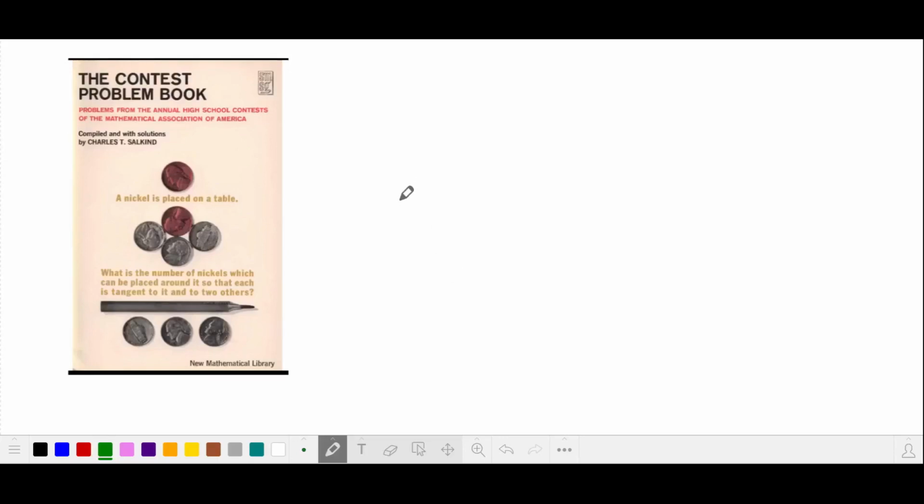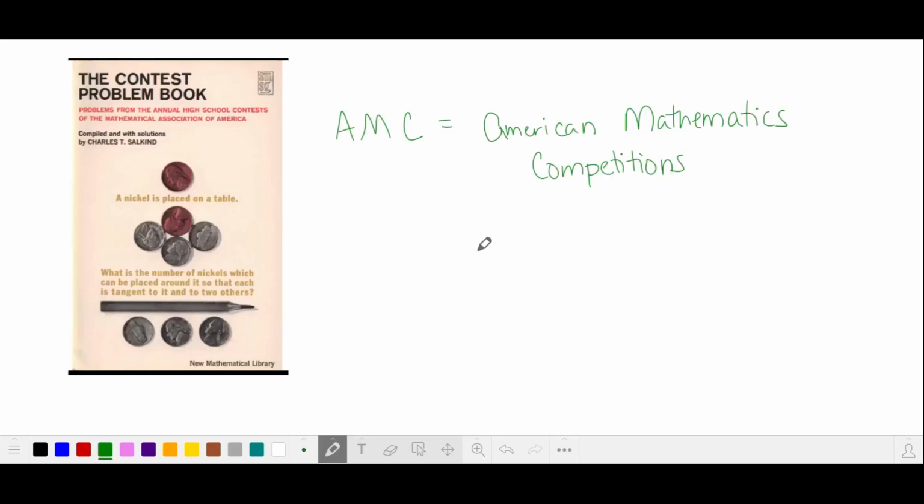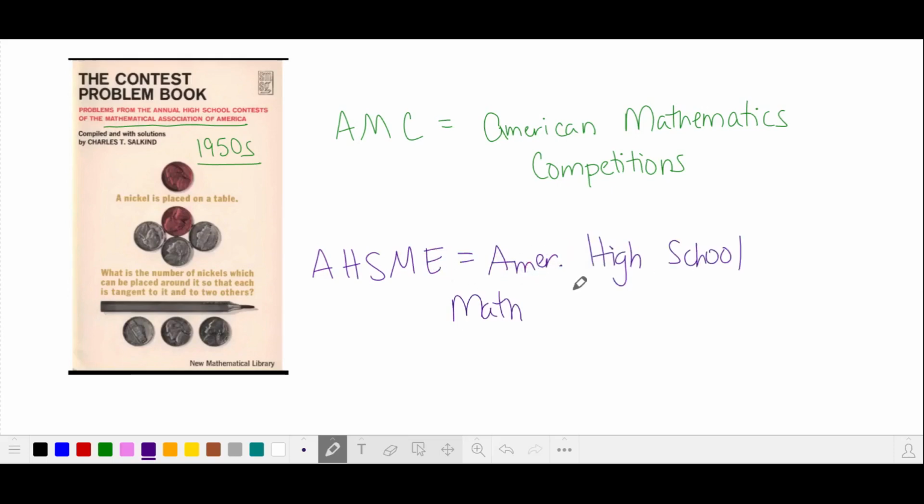I've been looking at problems from the oldest AMCs. AMC stands for American Mathematics Competitions. These have been sponsored by the Mathematical Association of America since the 1950s. Back then, they were called the ASME, or the American High School Math Exam.